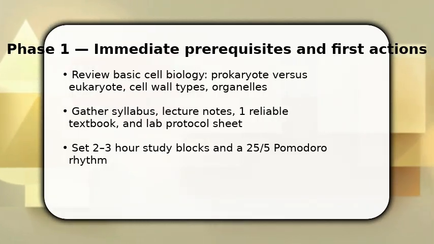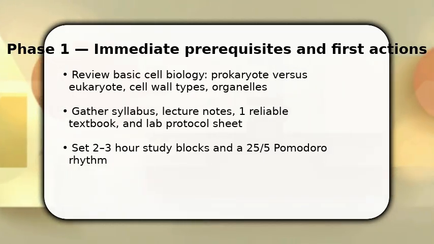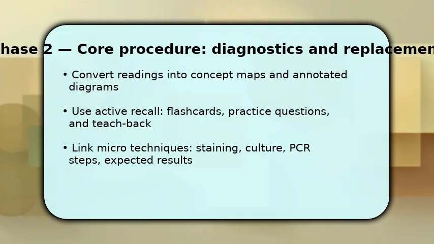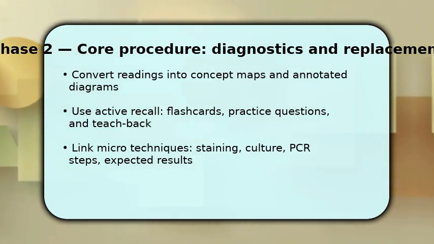Also, prioritize high-yield topics first, like microbial genetics and pathogenic mechanisms, because they recur in exams and labs, so start there and move outward. Now you switch to active learning. Make concept maps connecting taxonomy, physiology, and virulence. Once done, convert key facts into spaced repetition flashcards. Use question and answer prompts that force recall instead of recognition.